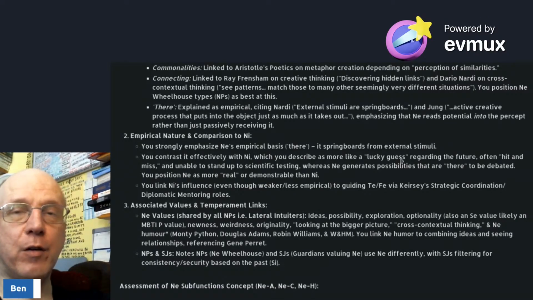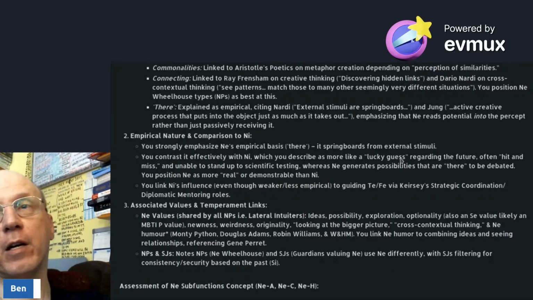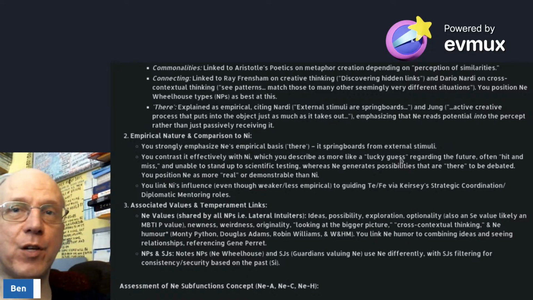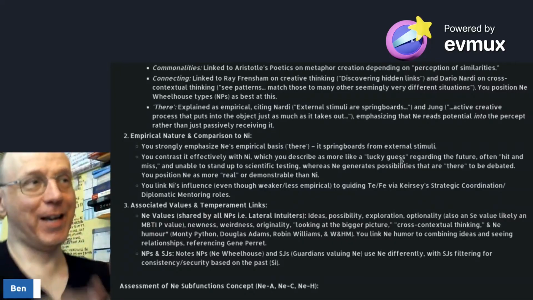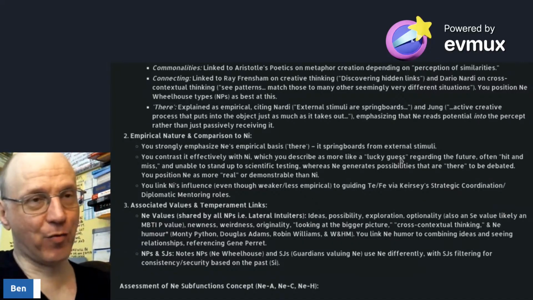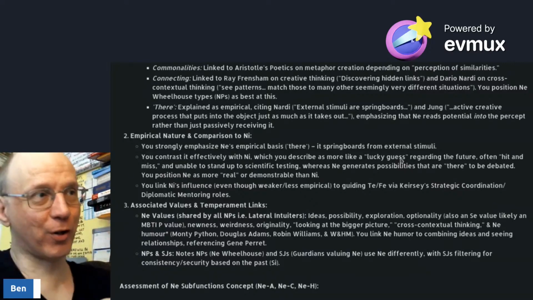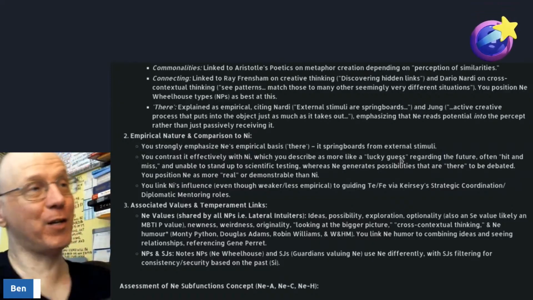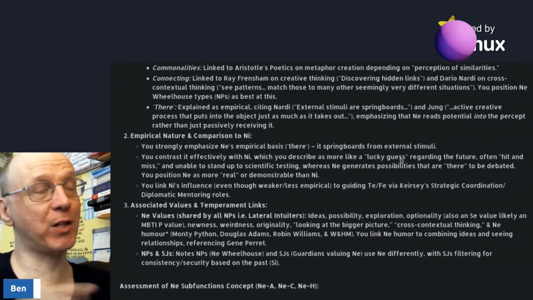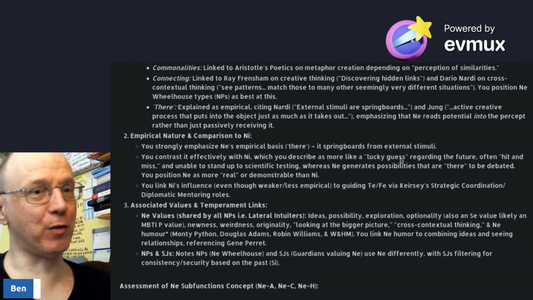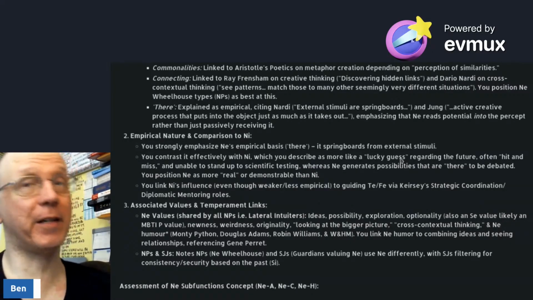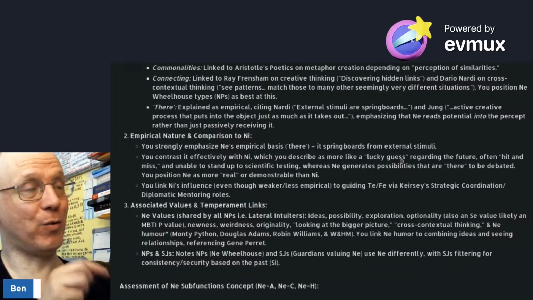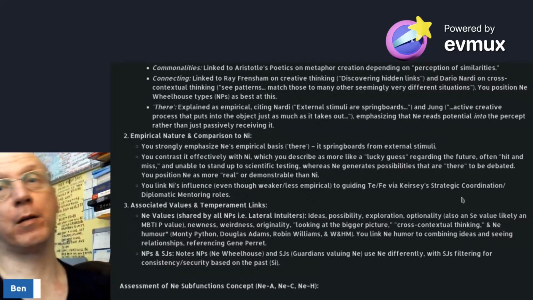You link NE humour to combining ideas and seeing relationships, referencing Jean Paul. NPs and SJs: notes, NPs, NE wheelhouse, and SJs, Guardians value NE, use NE differently, with SJs filtering for consistency and security based on the past, SI. Whoa, whoa, whoa. It's not that the past is SI, it's that SI looks towards the past. Really, SI is looking towards what has worked, but what has worked is in the past. So SI uses the past, just like many times SE can use hand-eye coordination and bodily kinesthetics in order to impact the immediate environment and the immediate present, SI uses memory to access what worked, because what worked is in the past.